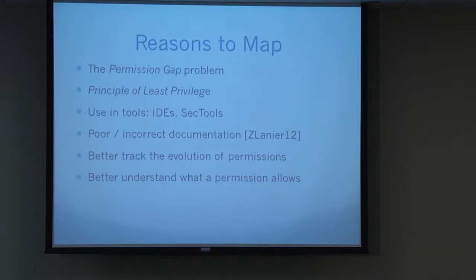Documentation is well known to all of us to not always be correct, so why should we be relying on it for something that's so important to a system? I mean, as we all know, security is important. So if we're telling people lies about what permissions are required for what, then we're not really helping the situation. And these other two are quite obvious. So, the permission gap problem.